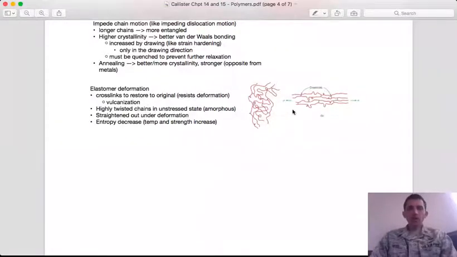These crosslinks are generally formed through a process called vulcanization, where you would have an elastomer resin, and you would add, in many cases, sulfur, which forms a kind of a sulfur bridge from one polymer chain to its neighbor.